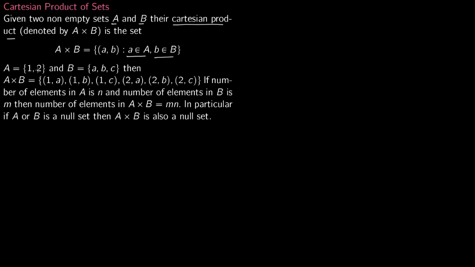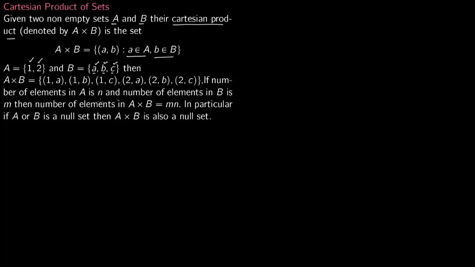Say set A is 1, 2 and set B is a, b, c. Then A times B would be: you first fix the first element of set A, 1. So you have (1, a), (1, b), (1, c). Then you fix element 2 of set A, and you have (2, a), (2, b), and (2, c).